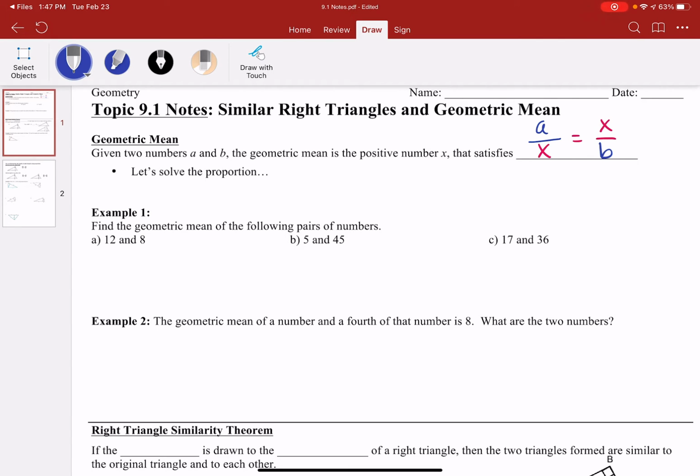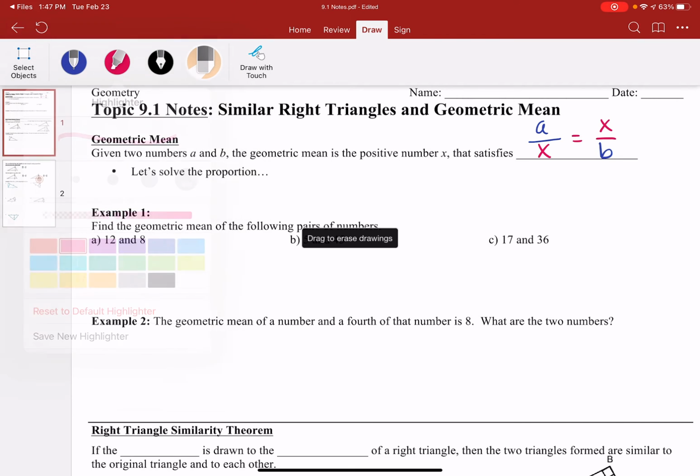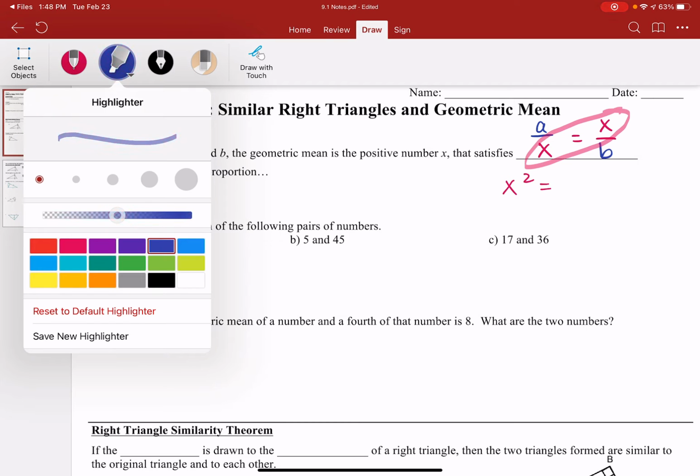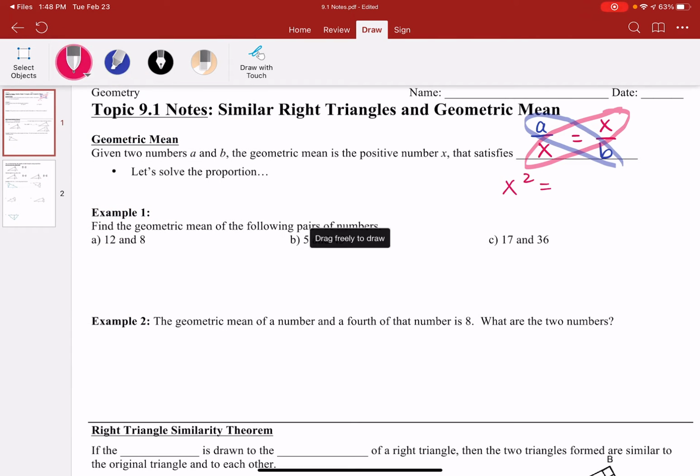So if you take a look, this is a proportion. X is diagonal from itself. So let's solve this proportion and let's see what happens here. We're going to solve the proportion for x. Remember, when you solve a proportion, you cross multiply. It should be an A on top, x on the bottom. Okay, so when we solve our proportion, we cross multiply. So x times x is going to give you x squared. And then A times B is just going to be AB.